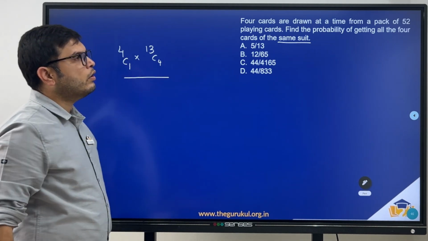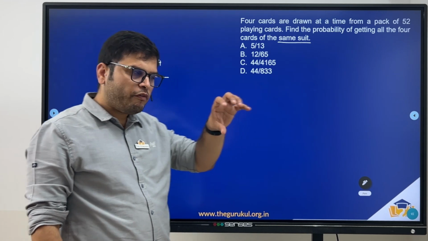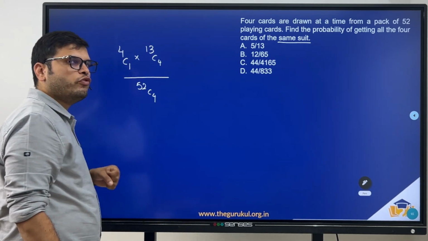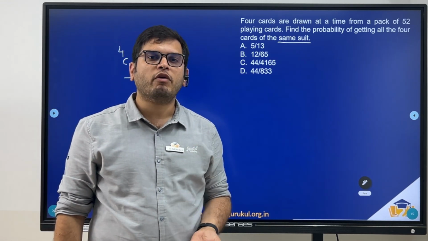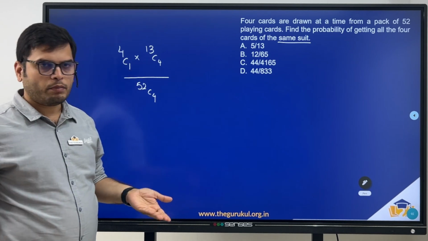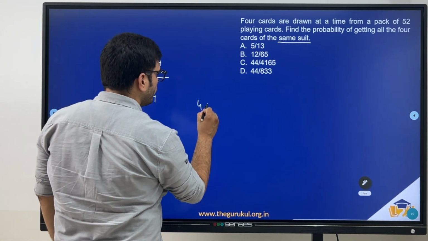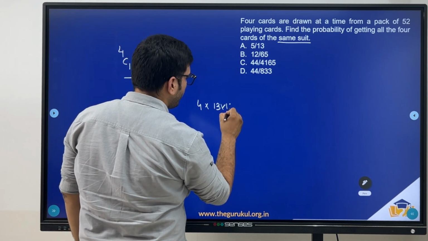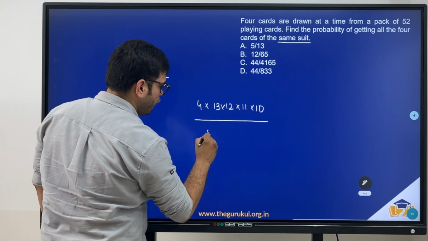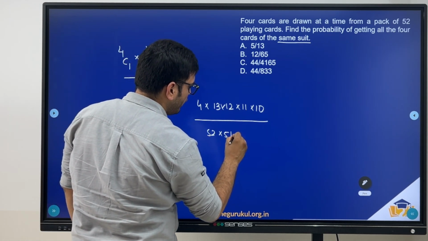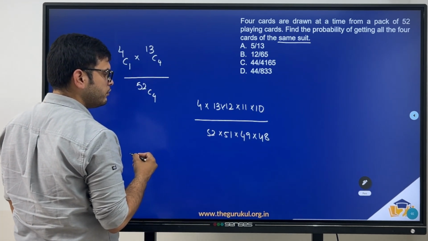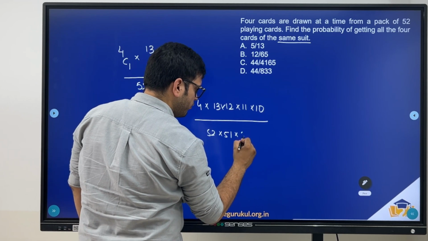By, there will be a total of 52 cards. So from 52 you are selecting 4. That can be done in 52C4. So 52C4 is nothing but the total number of possibilities, and 4C1 into 13C4 is the favorable outcomes. So 4 into 13 into 12 into 11 into 10 by 52 into 51 into 50 into 49.